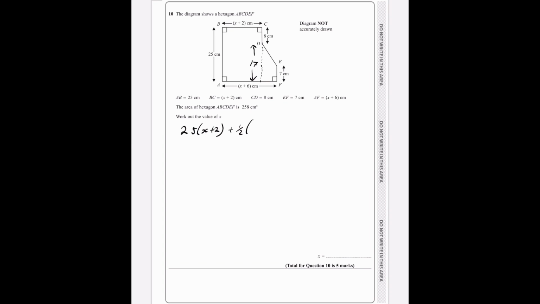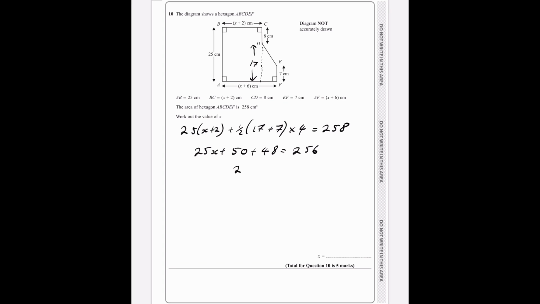The area of the rectangle is 25 lots of x plus 2, and then the area of the trapezium is half the sum of the parallel sides times the distance between them. Do this and you will find the area of a trapezium. So half of 17 plus 7 times 4, sums to 258. All we have to do now is solve the equation.